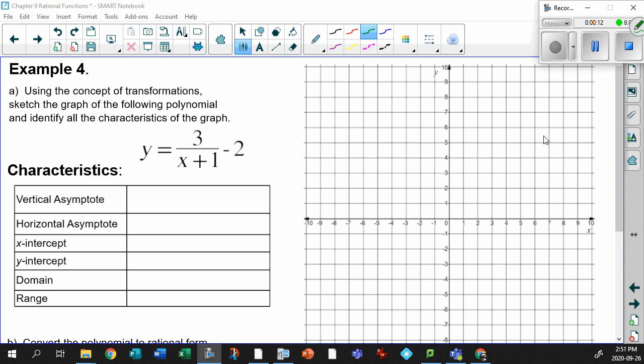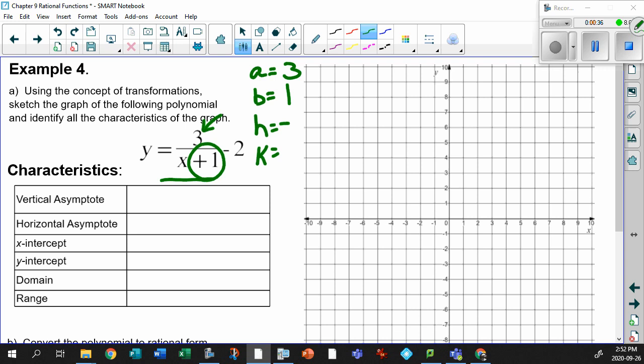Think about it. The most important, valuable thing here is you have to identify your A, B, H, and K. Your A value right here, that's your vertical stretch factor. Your B, surprisingly enough, there is no B value there. It's a 1. Your H value right here, don't forget, you have to subtract that. That's a -1, okay? So a -1 pops in there, just like the transformations before. Your K is a -2.